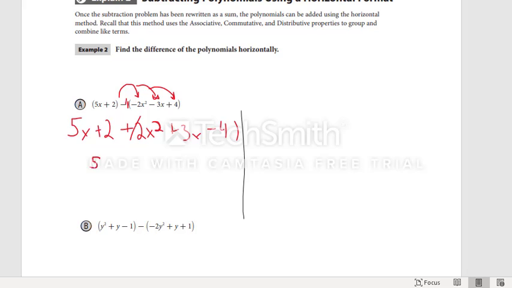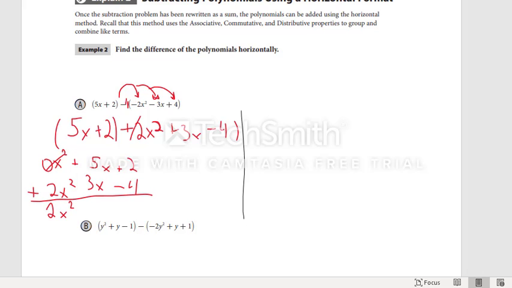So start with my first one, 5x plus 2. And below the 2, we're going to write the minus 4. Below the 5x, we're going to write 3x. And since there's no x squared term in this first one, we're going to put a 0 in front of an x squared here. That just means that 0 times x squared is still just 0. And then we have a 2x squared down here. Now we're going to add them. 0x squared plus 2x squared, well, that's 0, so this is just 2x squared.